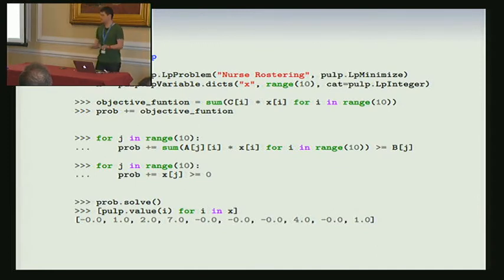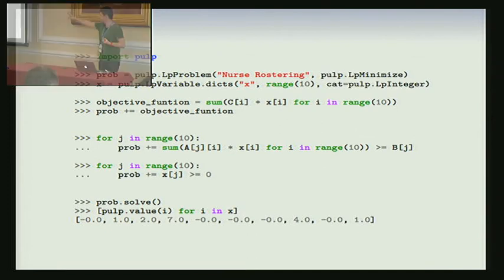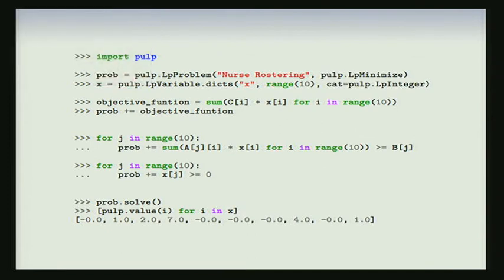So with PuLP, we define a problem as a minimization problem. We define all our variables, and I'm defining them here as integer variables, so I'm forcing them to be integer. I can then just add my objective function, which is that cx, to the problem, and add each constraint, which is the rows of that matrix, to the problem, and say everything's got to be positive. Then I can simply dot solve. Once I do that, I can read off the solution.